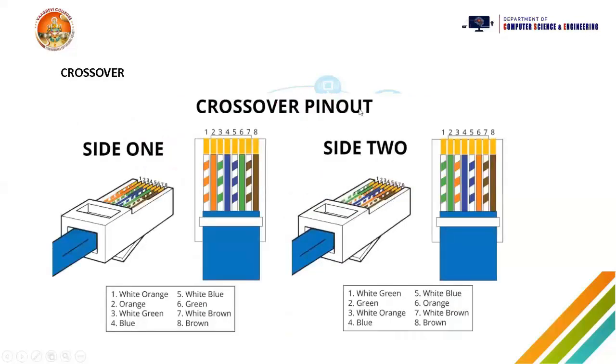Whereas in crossover, we are not using the same. On one side we have one combination, that is white green, orange, white blue, blue, white blue, green, white brown, brown, whereas at the other end we have white orange, orange, white green, and so on and so forth. Different combinations are put. That's what we mean by crossover.